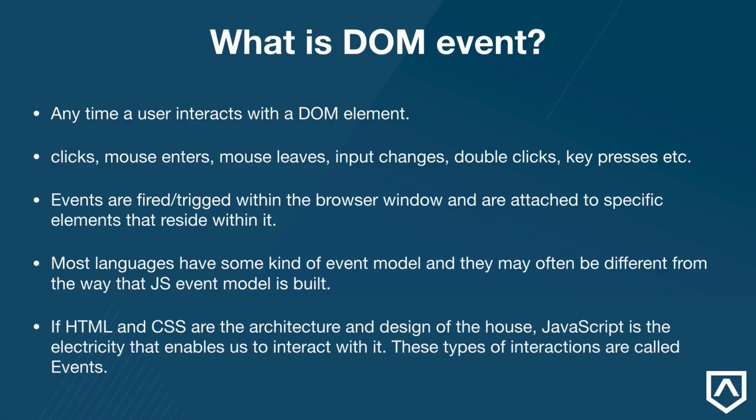If HTML and CSS are the architecture and the design of a house, a building per se, JavaScript then is the electricity that enables us to interact with it. So these types of interactions that we have throughout our house would be considered events. The things that we're talking about again here are when a user clicks on something, when a user scrolls to something, when a user does anything that interacts with our code in any certain way.